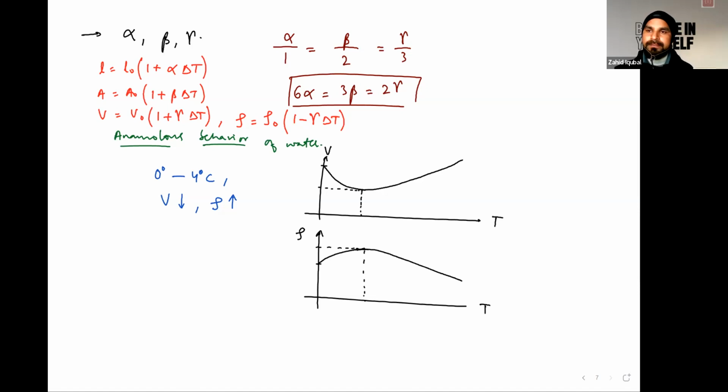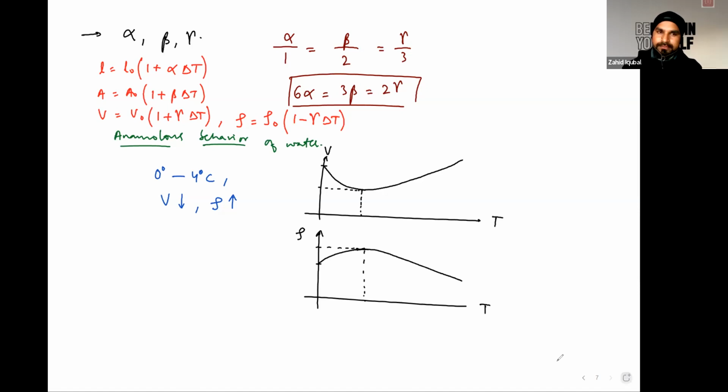Samaira, is it clear? Yes, sir. So you'll say in between 0 degree to 4 degrees Celsius, the volume of water starts decreasing and density starts increasing, which is just opposite in nature as compared to the rest of the bodies. That's why it is called anomalous behavior.